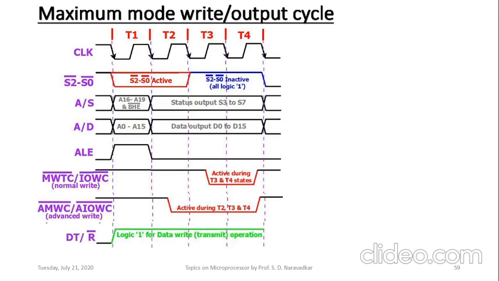Then next will be the DT/R bar signal. As it is write operation, transmit operation, that DT/R bar signal should be logic 1 for data write. So it is clearly shown by green color. And then finally here data enable, which is an active high control signal, which is output from the 8288 bus controller, which will be active in accordance with that advanced write signal here, which covers up even the normal write.